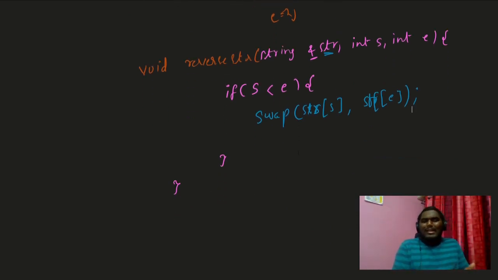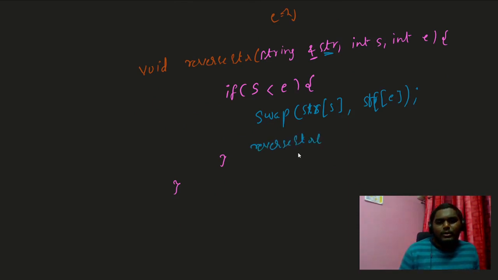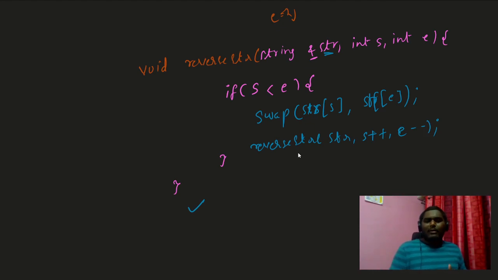So yes, we are solving it with recursion. We again call reverse string, and we'll pass the string as it is. Then we increment our start by 1 and we decrement e. Done. So whenever we cross S and E, we will simply get out of that call. That's it. So like that, recursion. So if I print the string after this call in my main, it will get reflected, because I've passed the address.